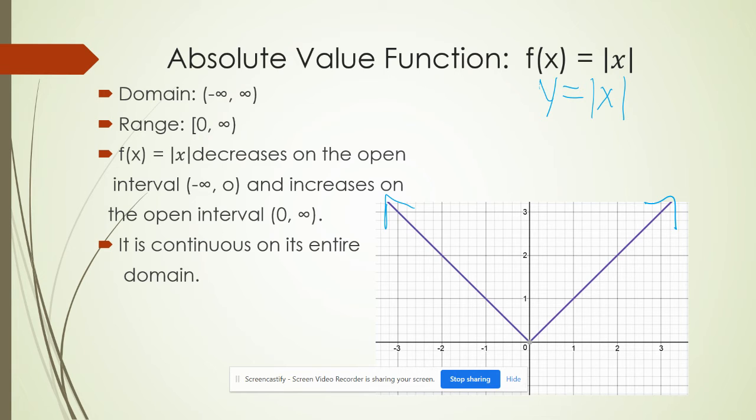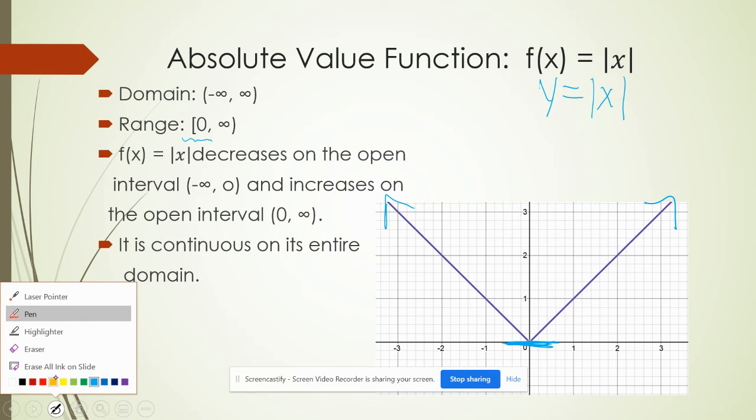Because absolute value is always positive, we have nothing below y is equal to 0. So this point right here at 0 is our lowest point, which gives us bracket 0 because that's filled in there. And then our highest points are arrows, which are going to positive infinity.